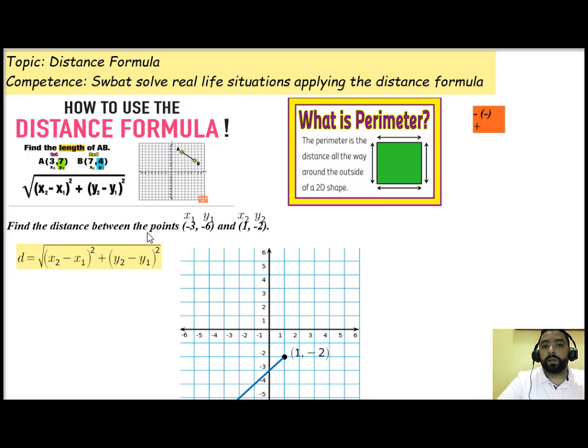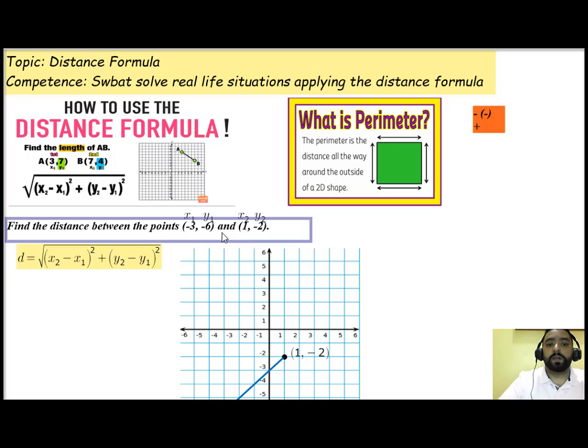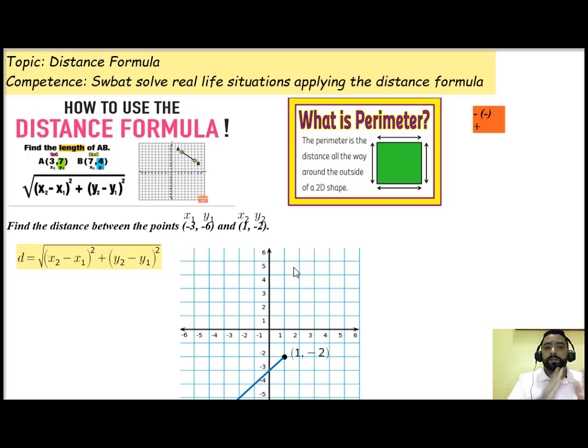For example, here we have an exercise that says find the distance between the 2 points, and we have (-3, -6) and (1, -2). First, you need to identify the coordinates x sub 1, y sub 1, x sub 2 and y sub 2. So here we have x1, y1, x2 and y2.